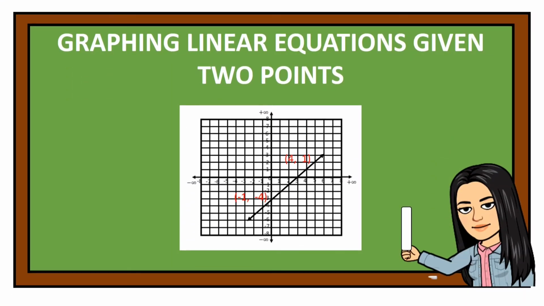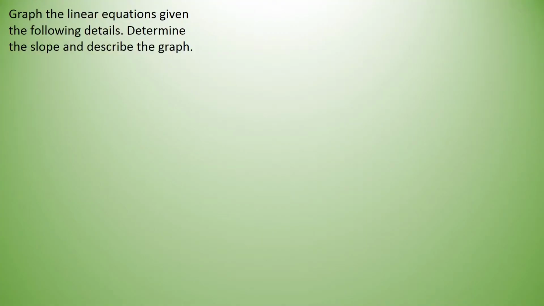Our lesson for today is graphing linear equations given 2 points. Let us graph the linear equations given the following details. Determine the slope and describe the graph. So the given is (2, -1) and (7, 3).